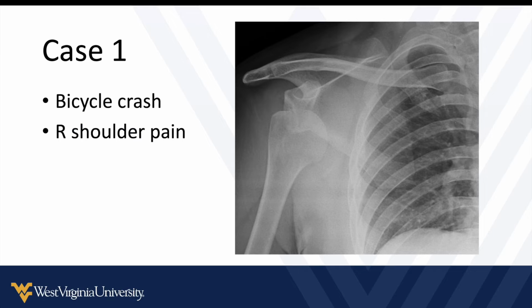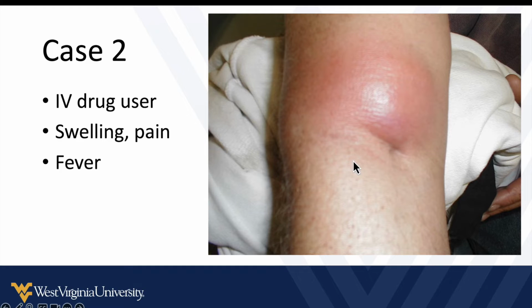So I'm going to go through a couple of cases that illustrate some of these things that we might do, or where regional anesthesia might help us. This first example is a young patient who crashed their bicycle. They've got right shoulder pain. You might see something doesn't look right with his shoulder here. This next patient is an IV drug user who's got a lot of swelling and pain here. This looks like something that maybe needs some intervention.